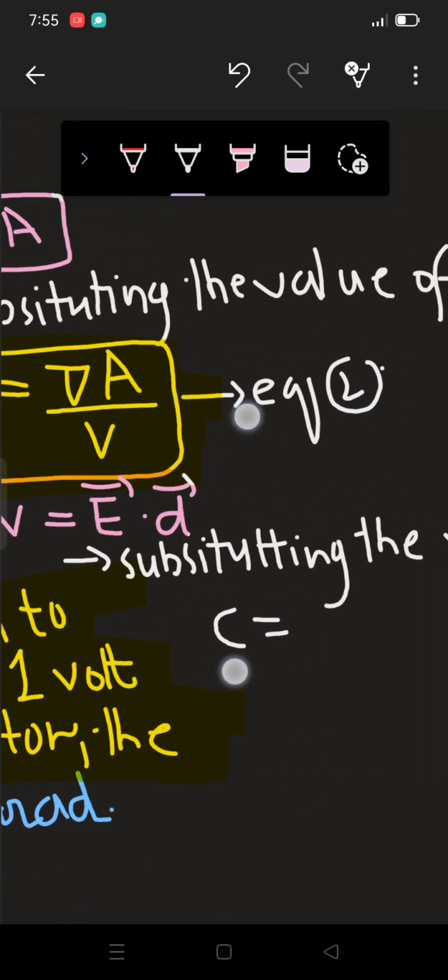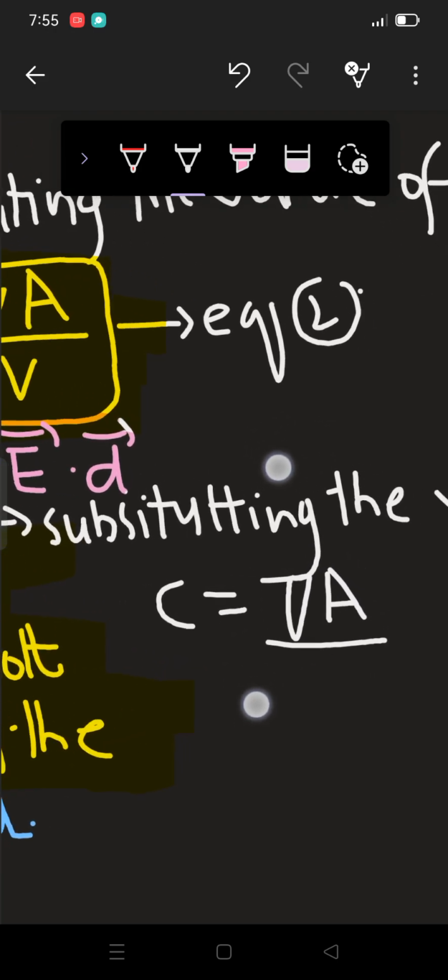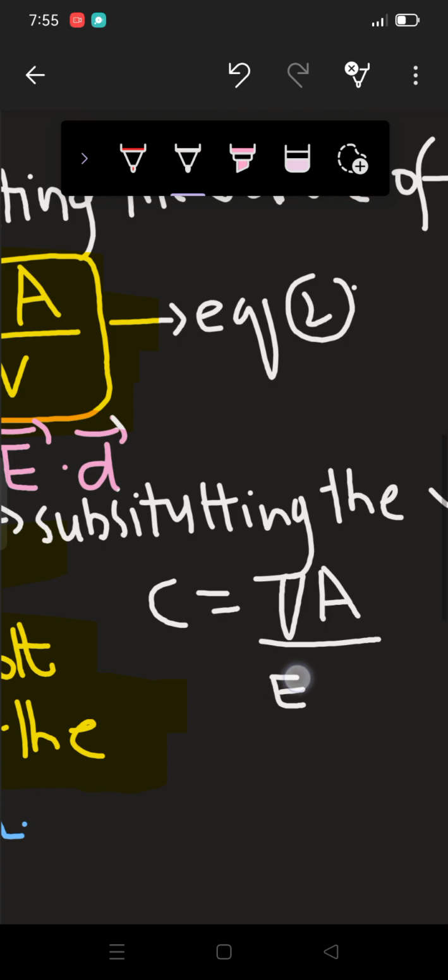So C is equal to sigma into A per unit. Instead of V, we need to write E dot displacement, right? Now we have got it. Either you can write this or not, it does not matter.